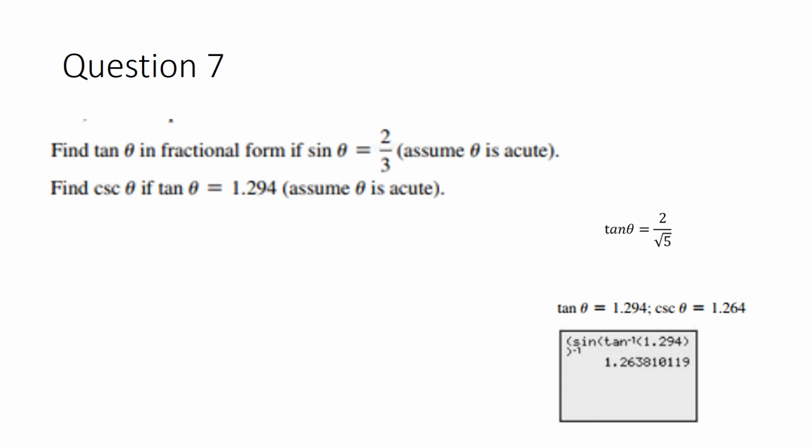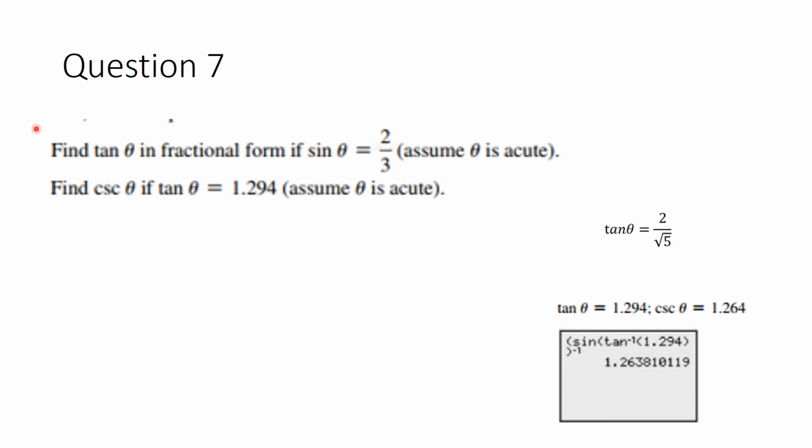You would find the tangent of theta, in fractional form, if the sine of theta is equal to 2 over 3. You draw that triangle and you say, oh, the opposite is 2, the hypotenuse is 3, so that is going to be 9 minus 4, so the other side squared is going to be 5. So the tangent of that angle, theta, is going to be 2, the opposite over the remaining side, the adjacent, which we found to be the square root of 5.